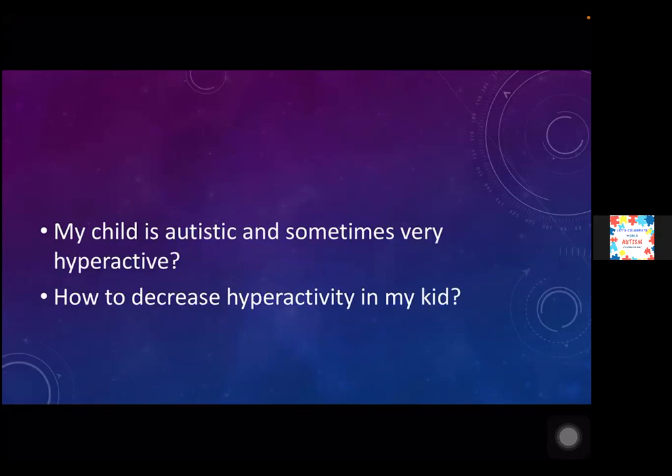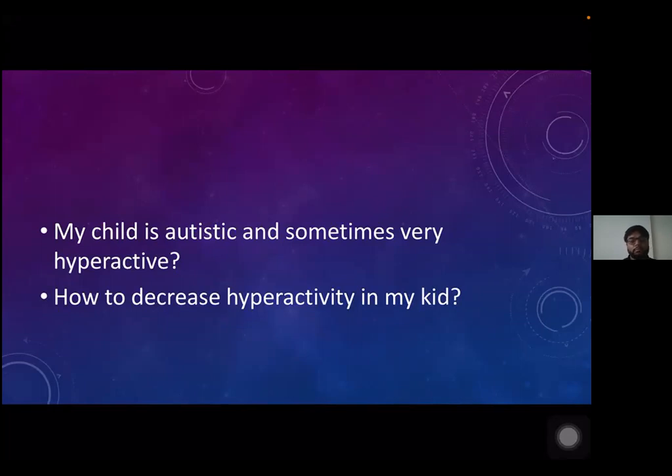My child is autistic and sometimes very hyperactive. Many parents have asked me this question: how to decrease hyperactivity in my kid? So, Dr. Alok, would you like to take this question? Yeah, definitely. There are various practices by which we can decrease this hyperactivity. First thing is we need to understand their behavior pattern and when they become hyperactive. We need to understand their condition. It is called regularization and deregularization.